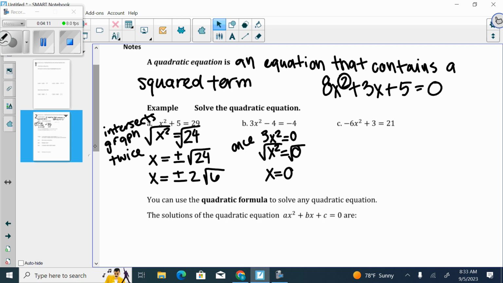Okay, one more. On example C, what should we do first? Good. So I have negative 6x squared is equal to that 18, right? Then what should we do? Very good. And what is 18 divided by negative 6? Good. So we do get a negative there. Then what should we do? Take the square root.